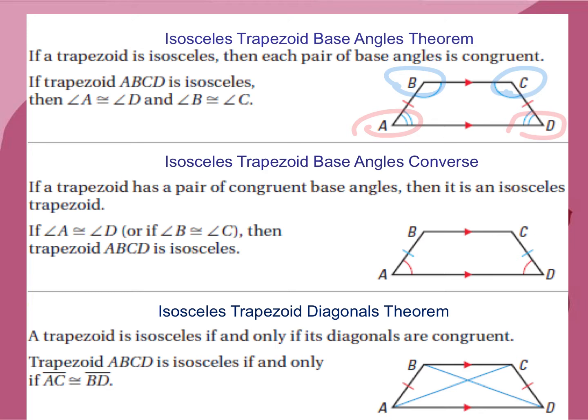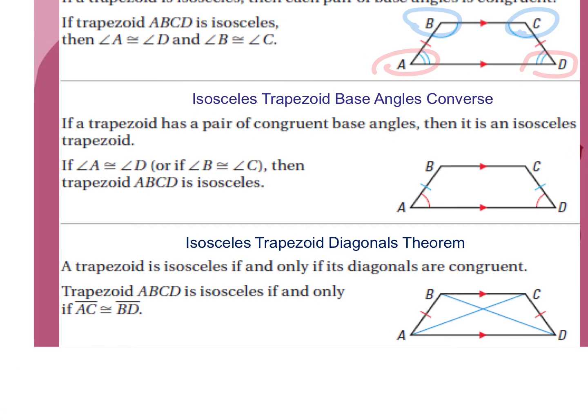The isosceles trapezoid base angles converse: if a trapezoid has a pair of congruent base angles, then it's an isosceles trapezoid. So now here, they're going to tell us that the base angles are congruent. Then we can conclude that it is an isosceles trapezoid.